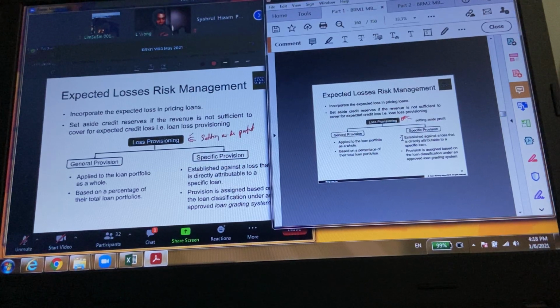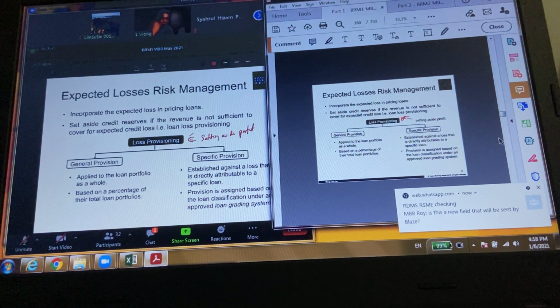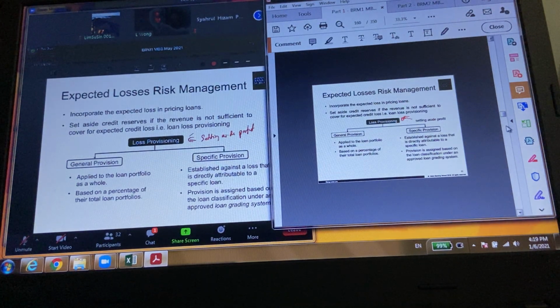You don't look at individual loans. You just take all the loans in total, whatever loans you have, and then you make a provision on it. You just take a percentage. Like if expected is 1%, just put 1% on the total. So if you have 100 million in loans, just take 1% of 100 million, which is 1 million. Set aside profit. That's general provision, right?